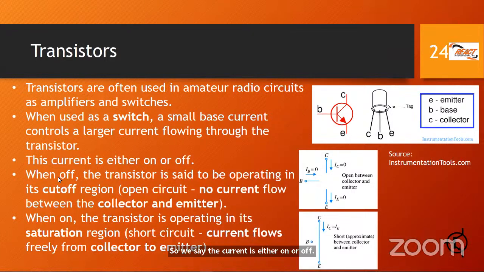So when it is off, we say that the transistor is operating in the cutoff region, and therefore this circuit will be open so that no current flows between the collector and the emitter, right? So it's like the tap is off. However, when we turn the tap on, then you have flow.